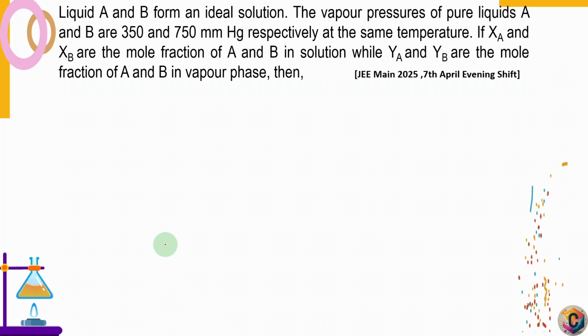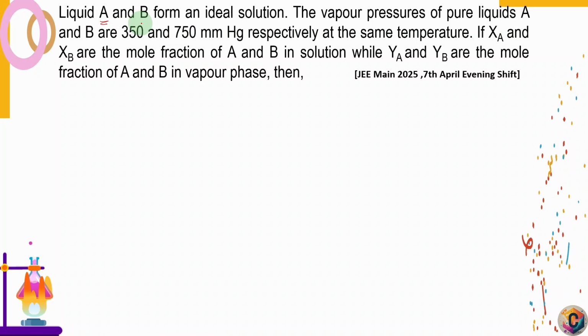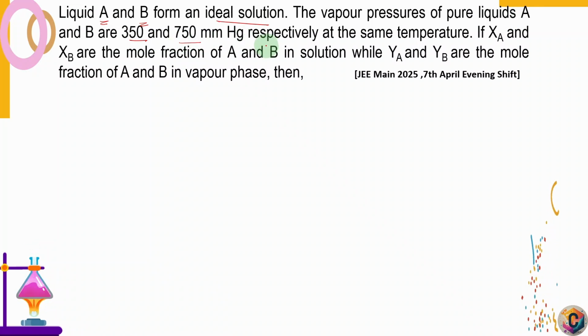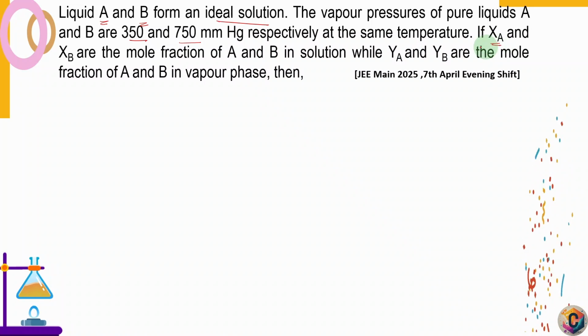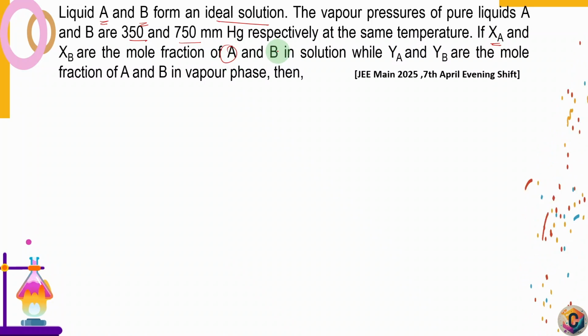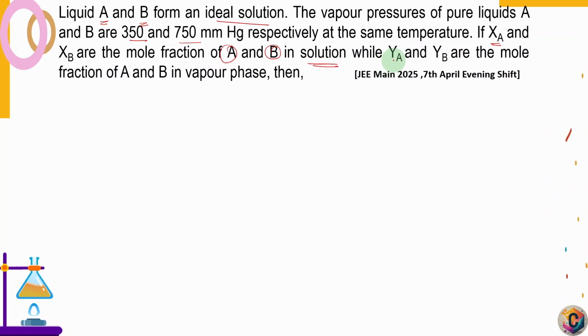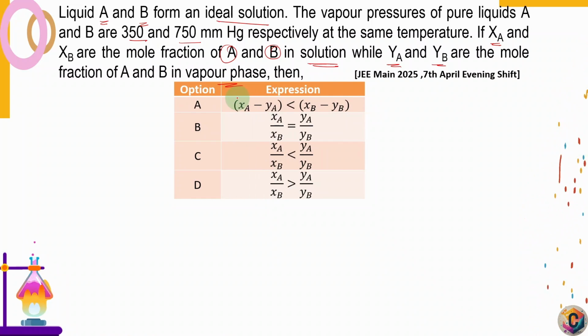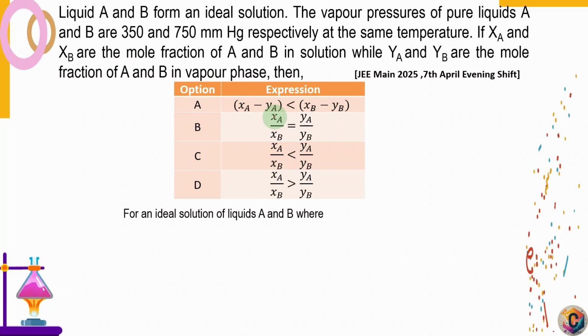Let's move on to the next question. You have liquids A and B. They form an ideal solution. The vapor pressures of liquids A and B are given as 350 and 750 mmHg. If XA and XB are the mole fractions of A and B in the solution, and YA and YB are the mole fractions of A and B in the vapor phase, then you are asked to find out in which way XA and XB are related to YA and YB. This is what you are going to find out.